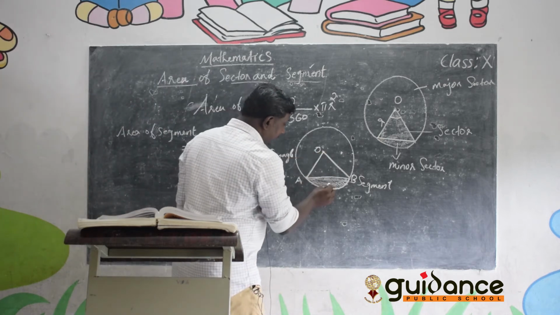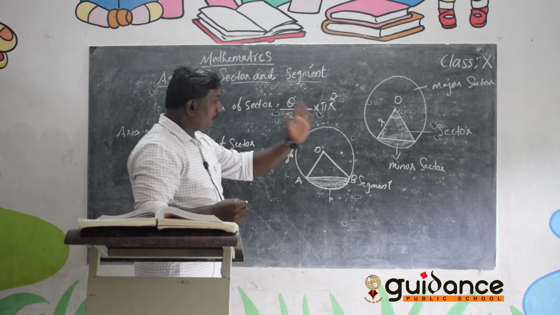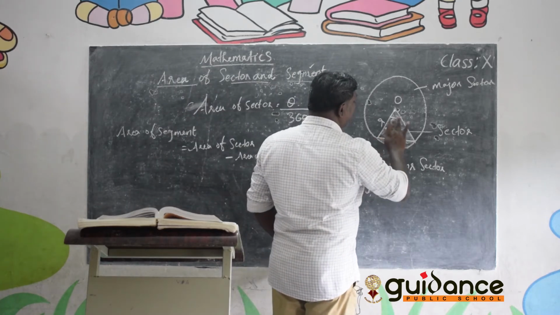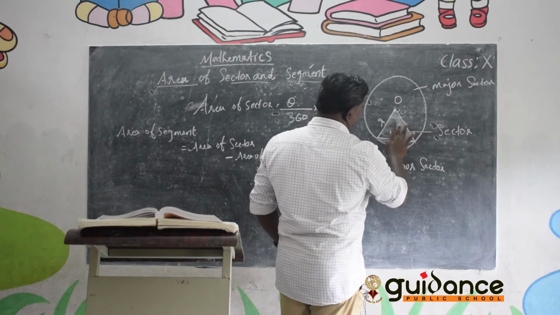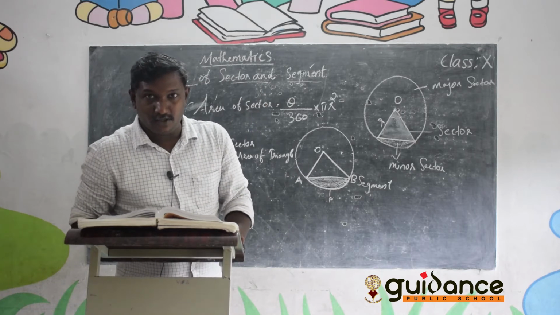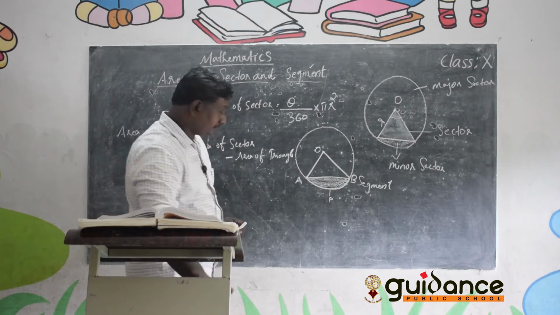So you can see that this is the segment portion. How can we find out the area of that segment? We have to subtract the unshaded portion from the sector. That means the picture obtained is a triangle.